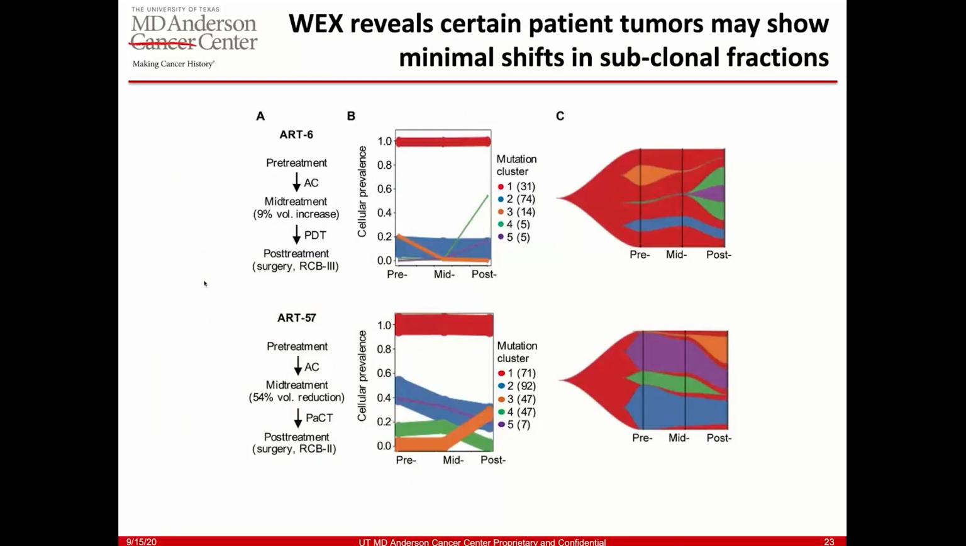And we actually saw a similar thing when we looked at these 2 patients in Artemis, ART6 and ART57, comparing pre and mid-treatment time points. We do see one example in ART6 where the orange subclone decreases, but overall the clonal architecture does not change as much. It does change somewhat, but not as much. Of course, there would be some differences between PDXs and patients.